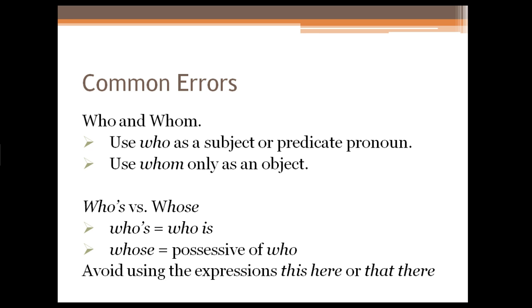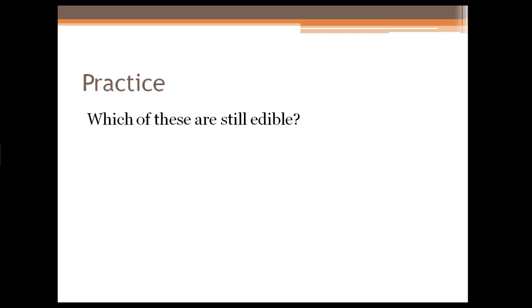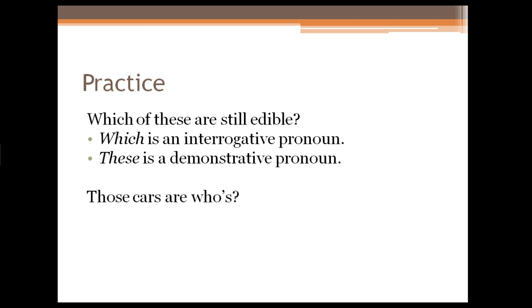So it's possessive. Also, just because it comes up on the test, although it's not commonly used in the Midwest, avoid the expressions this here, or that there. Which of these are still edible? In that sentence, we're looking for interrogative pronouns. Well, it's a question, so we're looking for a W. In this case, we're looking for the word which. We also look for demonstrative pronouns, and we have these being a demonstrative pronoun.